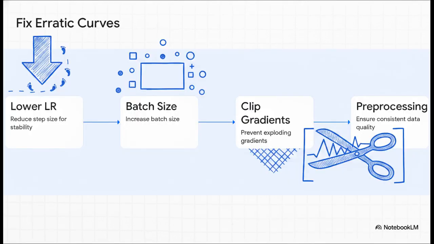The best, most immediate approach to stabilize this erratic heartbeat is to just lower your learning rate. Reduce that step size so the model is forced to take smaller, much more careful steps toward optimization. You should definitely also increase the batch size, which gives the model more stable, averaged out gradients. And finally, implementing gradient clipping can act as a great safety net to prevent those massive, exploding gradients from throwing your model completely off a cliff.